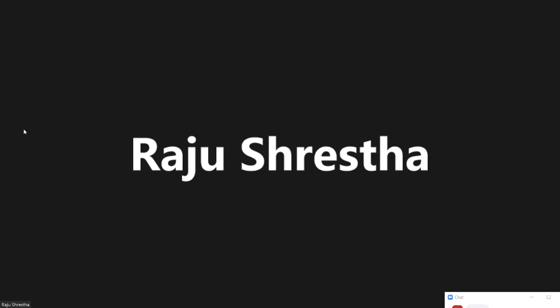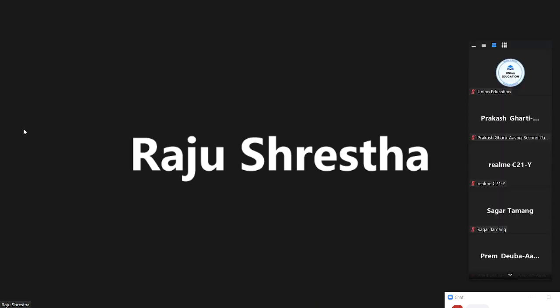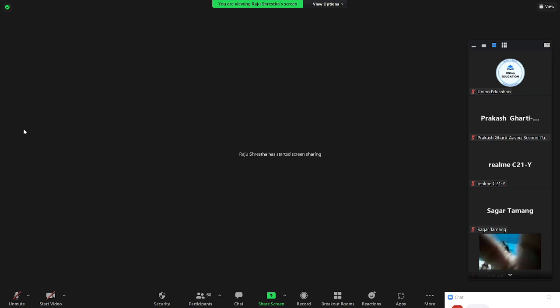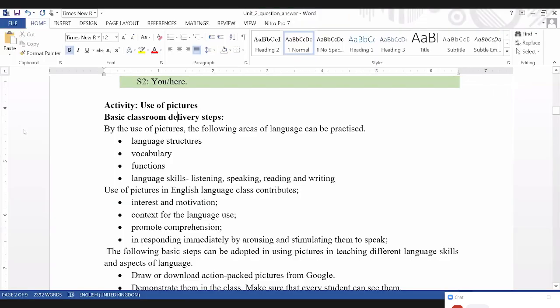It's a very useful book. And yes, from that book, I borrowed ideas. By the use of pictures, the following areas of language can be practiced: language structure, vocabulary, functions, and language skills. Use of pictures in English class can contribute to interest and motivation.